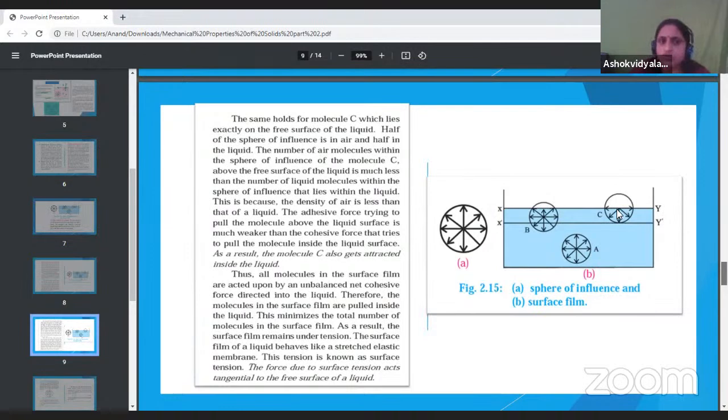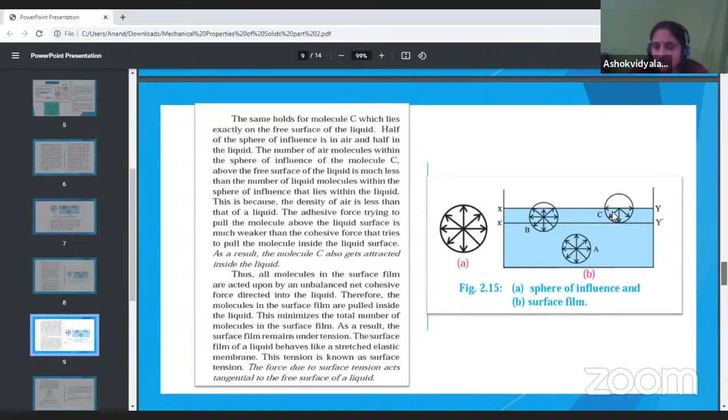The number of air molecules within the sphere of influence on the molecule C above the free surface of liquid is much less than the number of liquid molecules within the sphere of influence which lies within the liquid. And this is because the density of air is less than that of liquid. And therefore the adhesive force trying to pull the molecule above the liquid surface is much weaker than the cohesive force that tries to pull the molecule inside the liquid. And therefore, as a result, the molecule C also gets attracted inside the liquid.